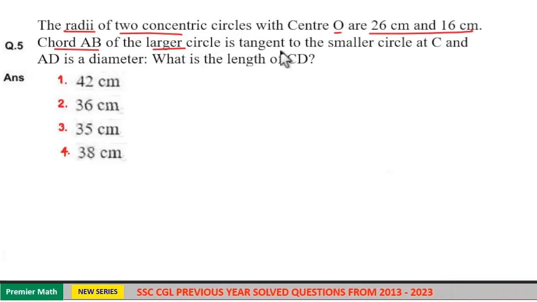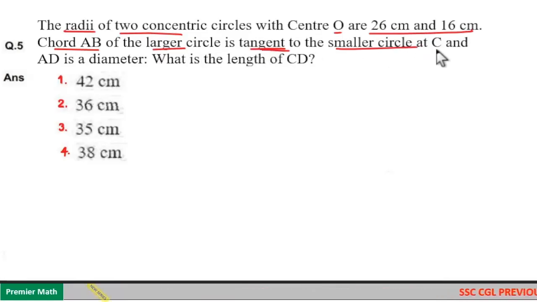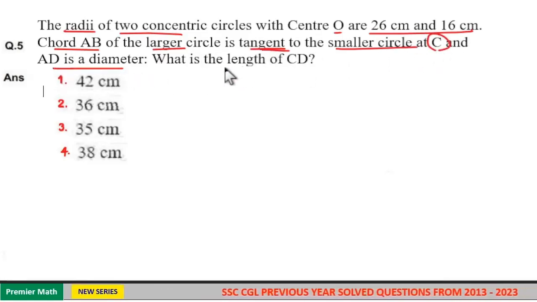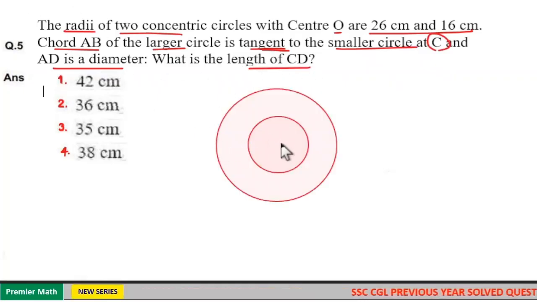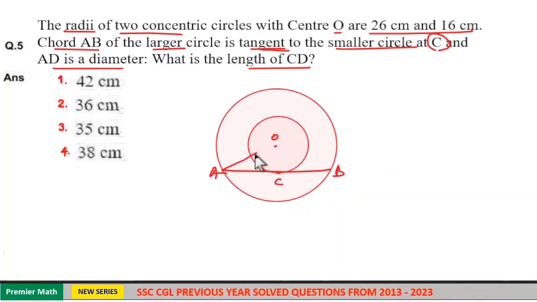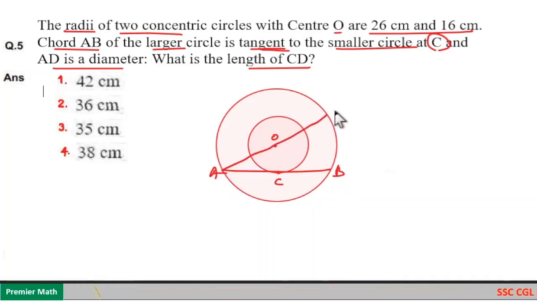Chord AB of the larger circle is tangent to the smaller circle at C. AD is diameter. What is the length of CD? Here, these two are concentric circles with center O, and chord AB. Chord AB is tangent to the smaller circle at point C. And here AD is diameter. So we have to find out what is the length of CD here.